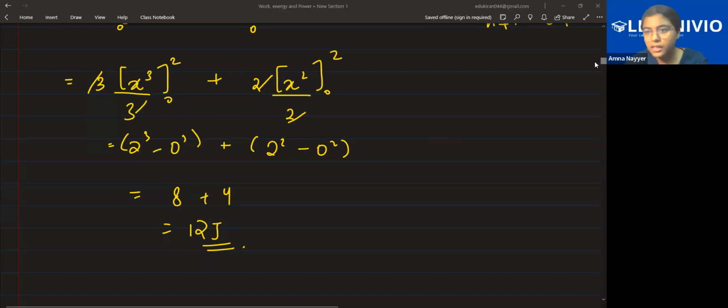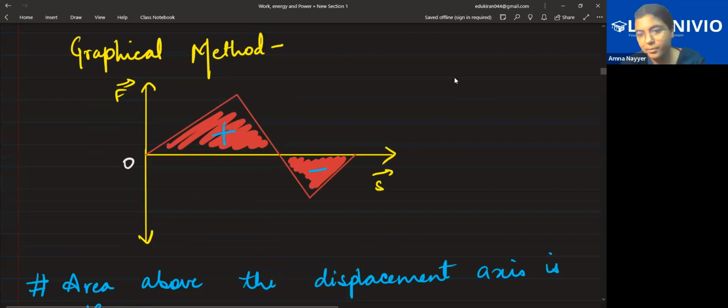All right, done. Now we have the graphical method. So we have done the formula part. Now we are left with the graphical method. So if you have a graph, how do we solve the graph while calculating the work done, not the area?